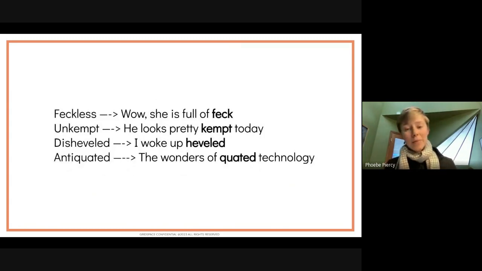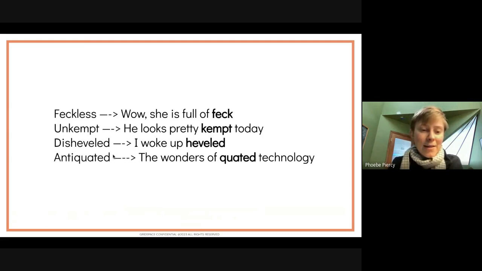We also have unpaired words. So truthful, for example, is a concatenation of truth and full, and they have those distinct meanings, and the meaning of truthful is the same as truthless. But feckless, you never say she is full of feck. He looks pretty kempt, I woke up heveled, or antiquated. The wonders of quated technology doesn't mean the same thing.